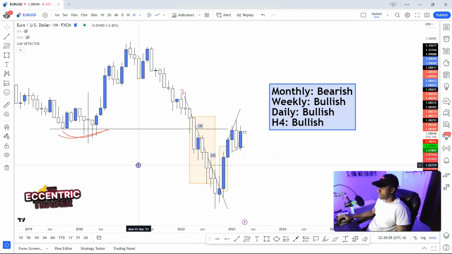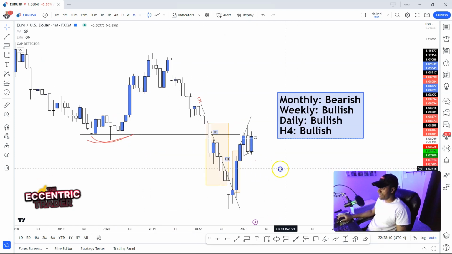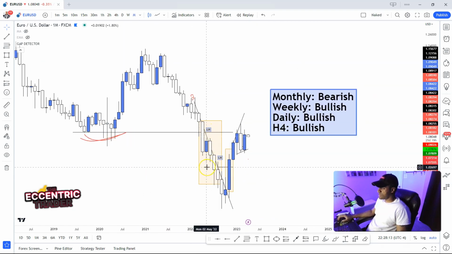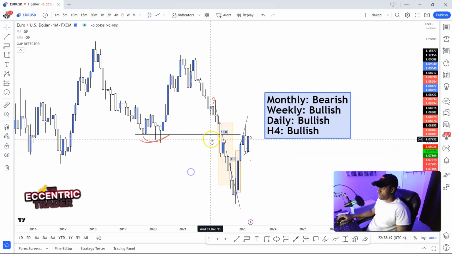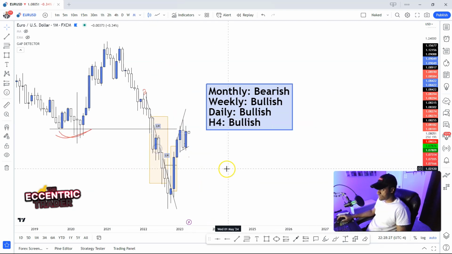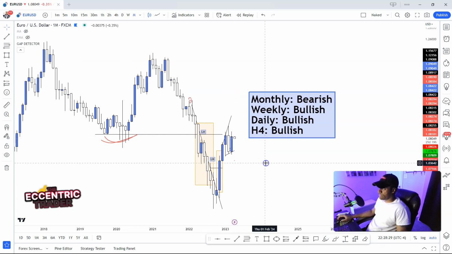All right, cool. That was, some people say choch, some people say break of structure. That was the point where the market turned around from testing this previous area right here in 2020. All right, so that's what made it bearish on the monthly time frame.